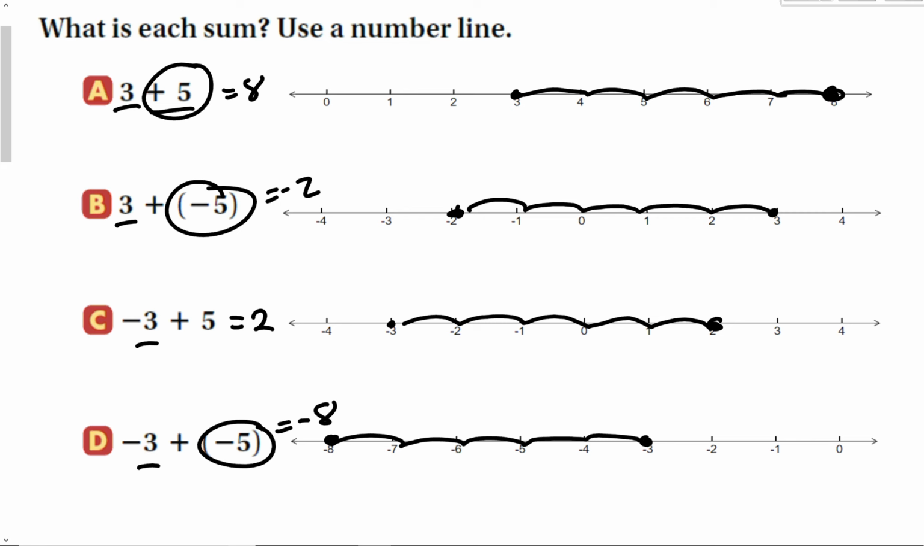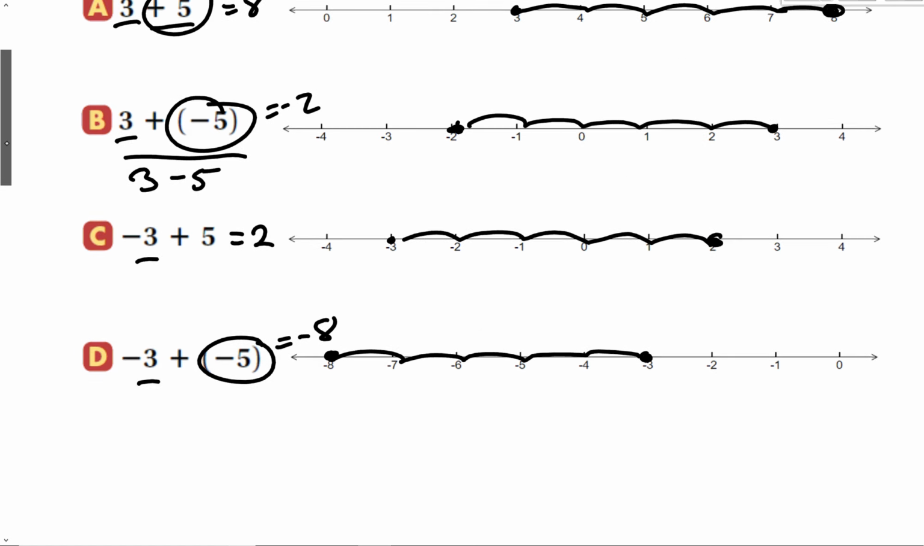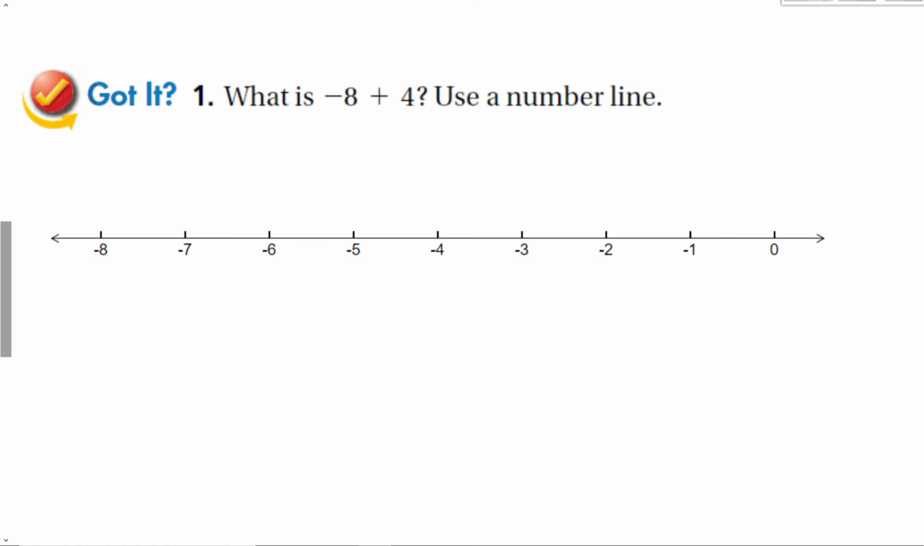Okay, so in all of these cases, we're going to start at the first number and we're going to move right or left depending on whether we are adding a positive number or adding a negative number. And we'll see in a few minutes that this expression right here, 3 plus a -5, can also mean 3 minus 5. So we're going to lump subtraction into this in a little bit. Okay, so let's try this one. -8 plus 4. That means I'm going to start at -8 and go 1, 2, 3, 4 steps to give me that -8 plus 4 is a -4. Okay, so that's the number line method.